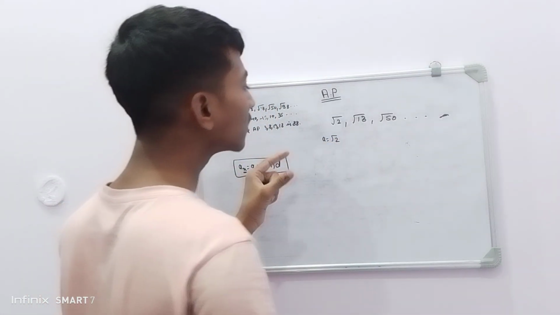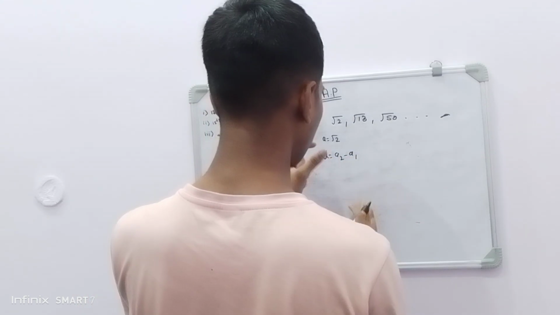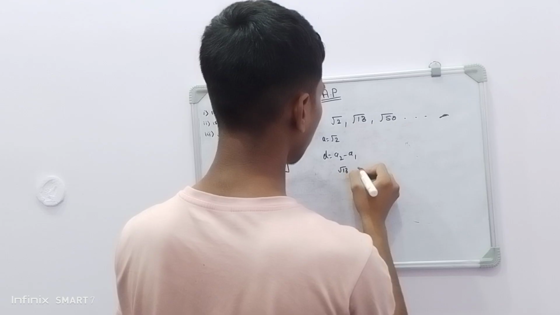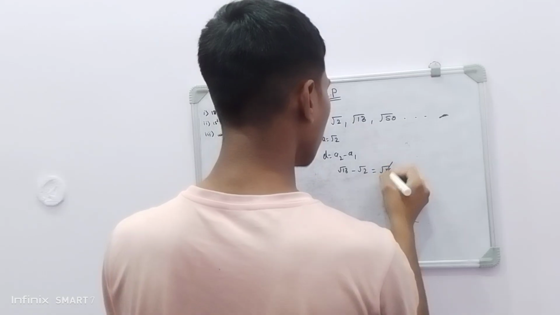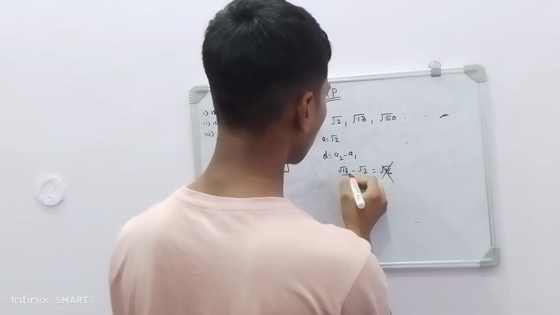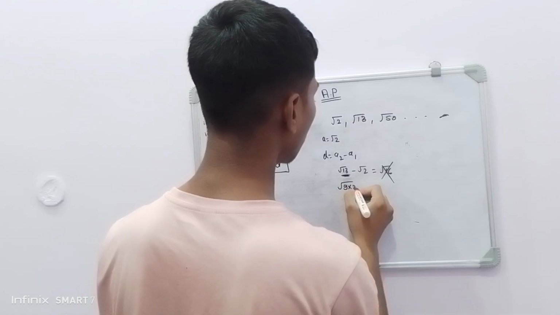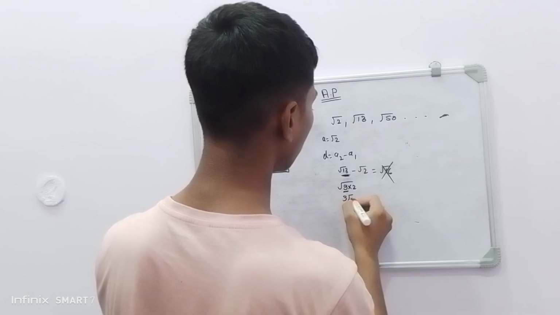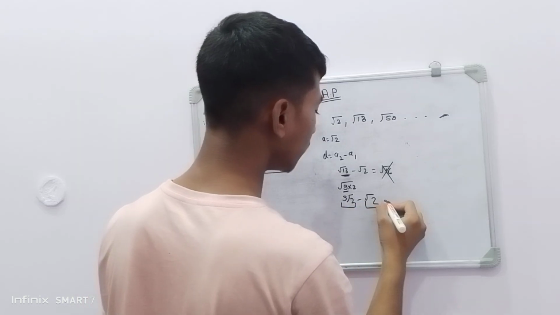The common difference can be found by subtracting a2 minus a1, as I taught you the formula. Here a2 we have root 18, and a1 we have root 2. Someone might subtract like it is root 16, but that is wrong, because you cannot subtract directly under the root. So root 18 can be written as root of 9 into 2, and 9 comes outside the root, so it becomes 3 root 2 minus root 2. So you get 3 root 2 minus 1 root 2, which is 2 root 2.